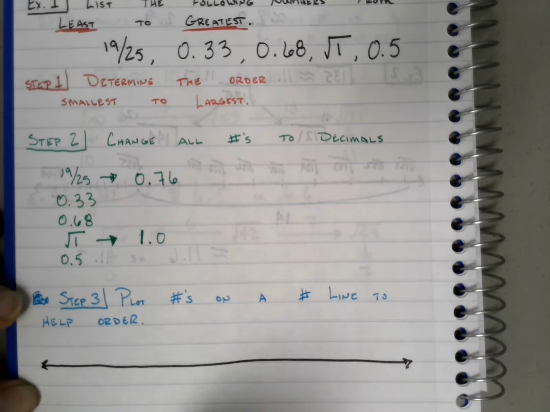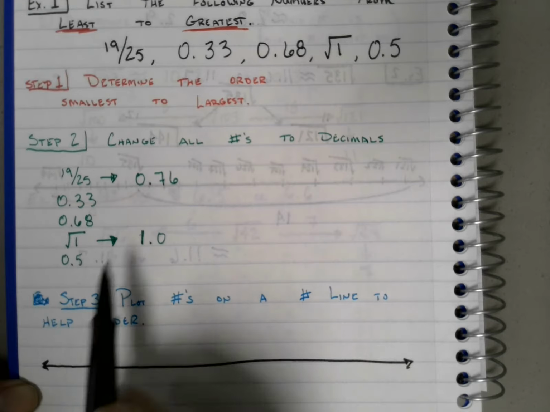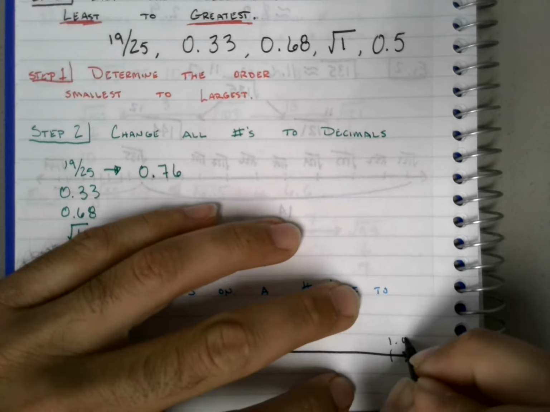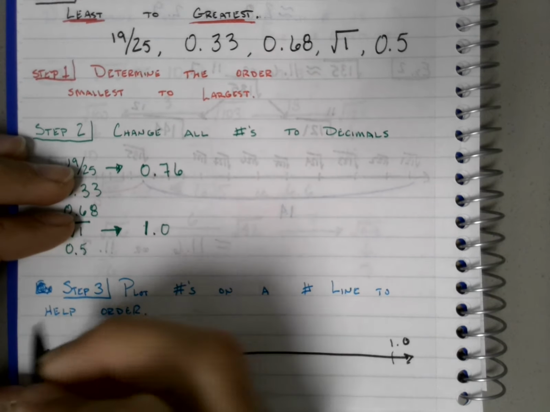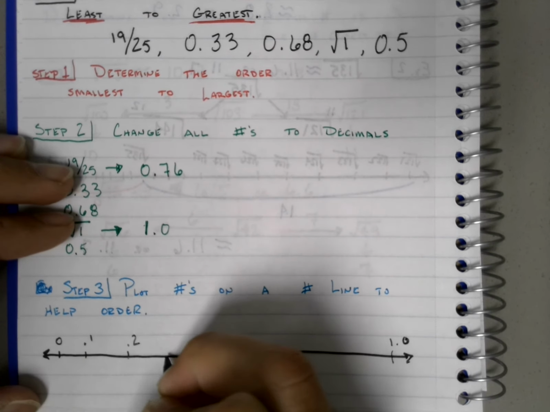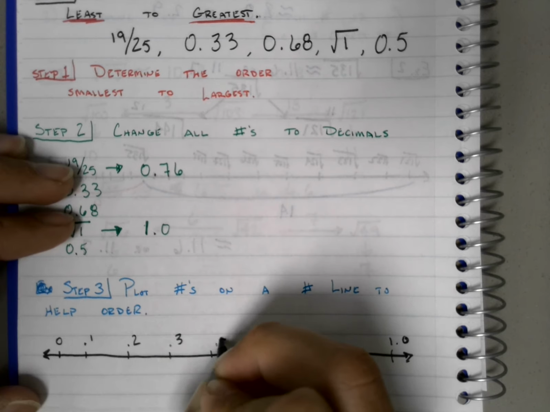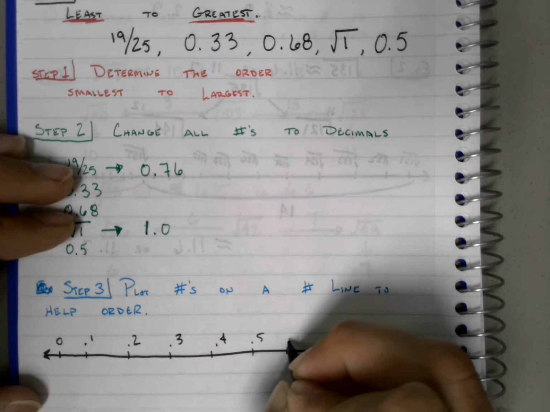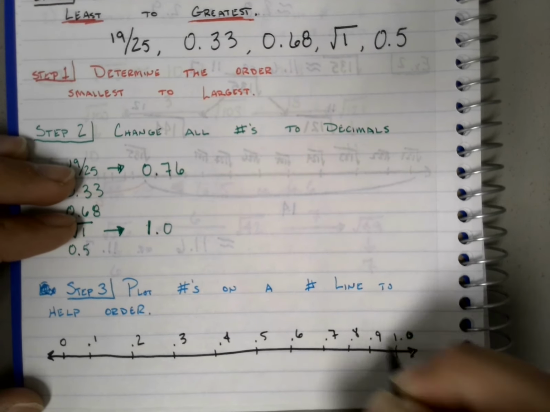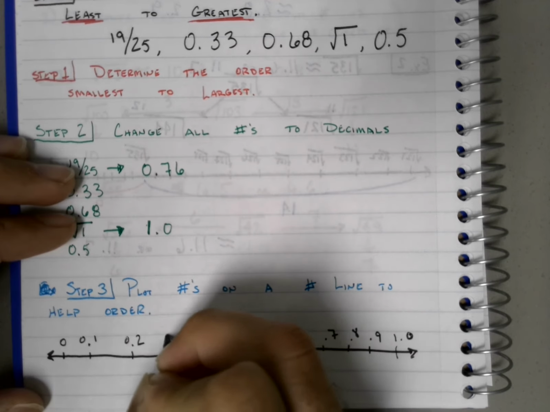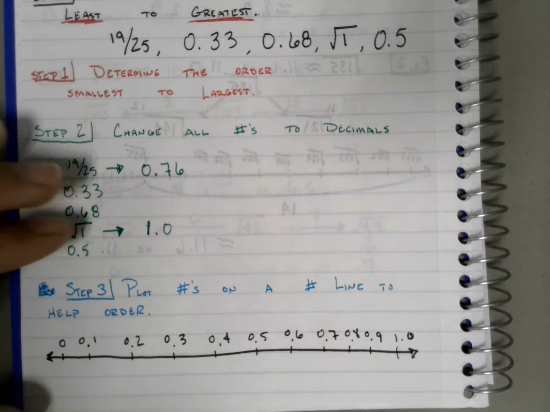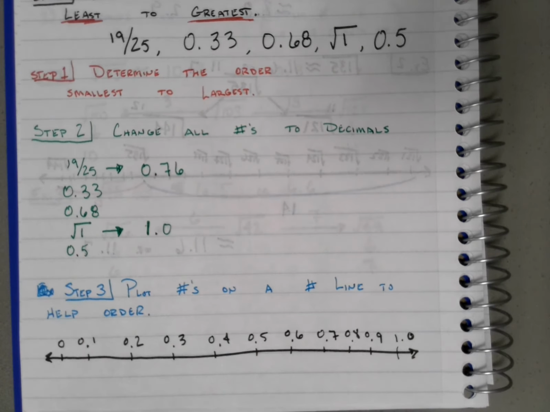All right, what's my largest number? My largest number is 1. Okay, 1.0. So for this side, we'll put 1.0. And we'll just start this side at 0, and we'll go 0.1, 0.2, 0.3, 0.4, 0.5, 0.6, 0.7, 0.8, 0.9. You don't have to put the 0 in front of the decimal if you don't want to. All right, and now we're going to put these numbers on this number line.